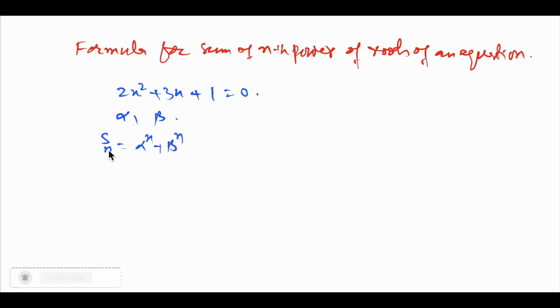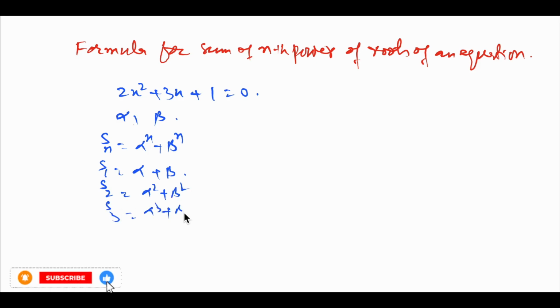Sum of nth power of roots is alpha power n plus beta power n. For example, S1 will be alpha power 1 plus beta power 1. S2 will be alpha square plus beta square. S3 will be alpha cube plus beta cube. S0 will be alpha power 0 plus beta power 0, or S0 in this case will be 1 plus 1. It will always, in this case, be 2.